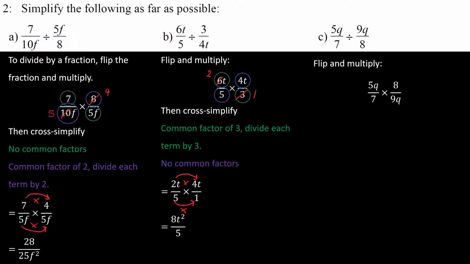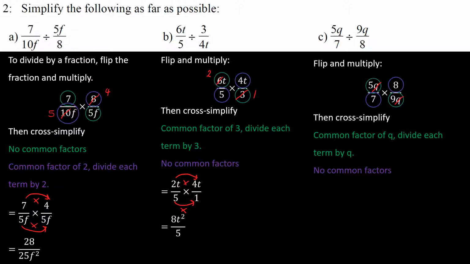With c, same thing, flip the second one and then times them. Check along each axis, we've got 5q and 9q. We can simply cancel out those q's. And on the other way, we've got an 8 and a 7. So that's no common factors. So now we've just got another numerical one, that's okay, times the top by the top, bottom by the bottom. We've got 40 over 63.